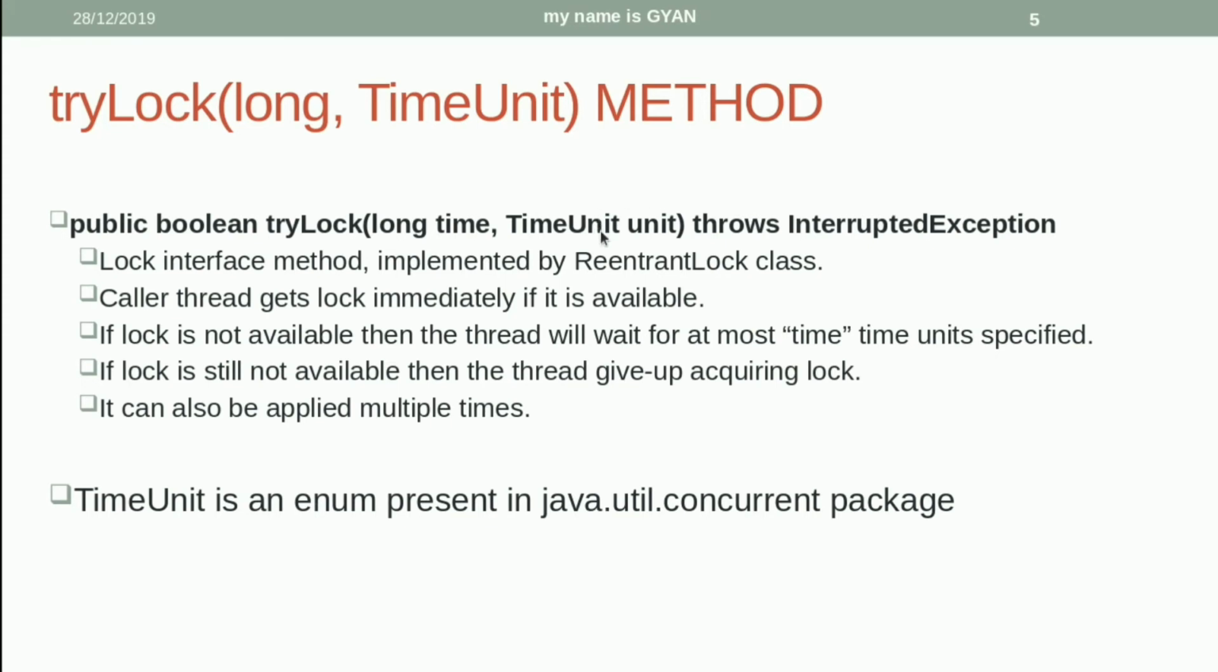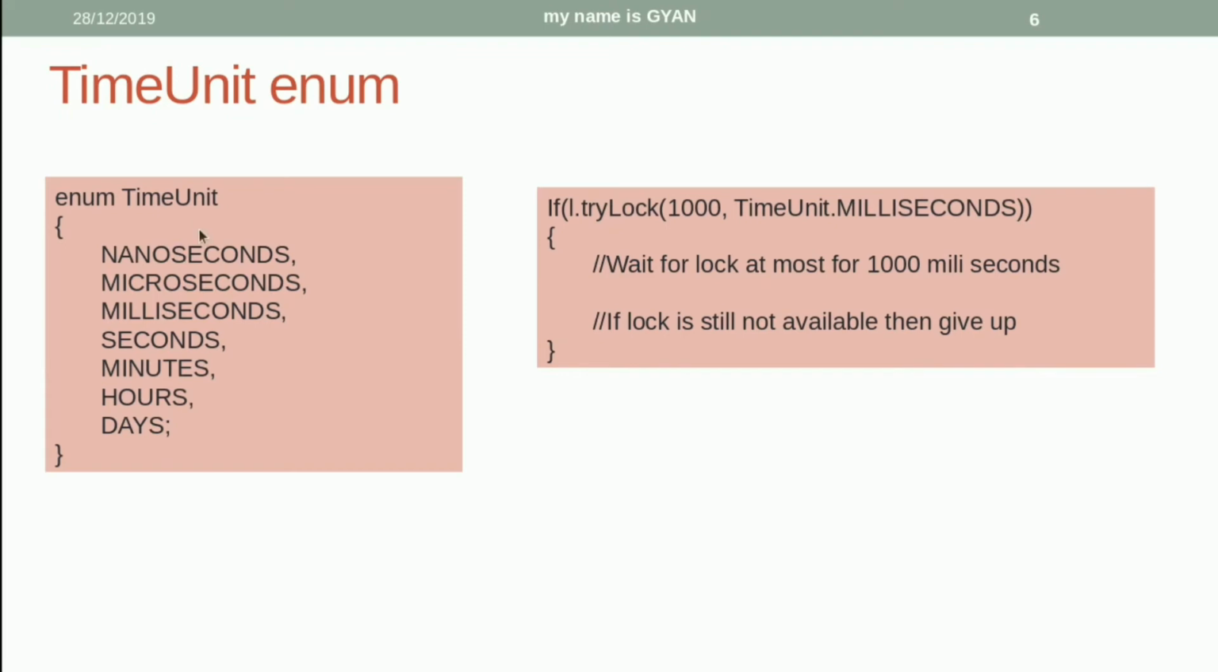TimeUnit is an enumeration present in the java.util.concurrent package. This enumeration TimeUnit has various values: nanoseconds, microseconds, milliseconds, seconds, etc. So here we can use it like this. If l.tryLock(1000, TimeUnit.MILLISECONDS), that means the thread which is trying to get the lock will wait for at most 1000 milliseconds. If we use here TimeUnit.DAYS, then the thread which is trying to get the lock will wait for at most 1000 days.